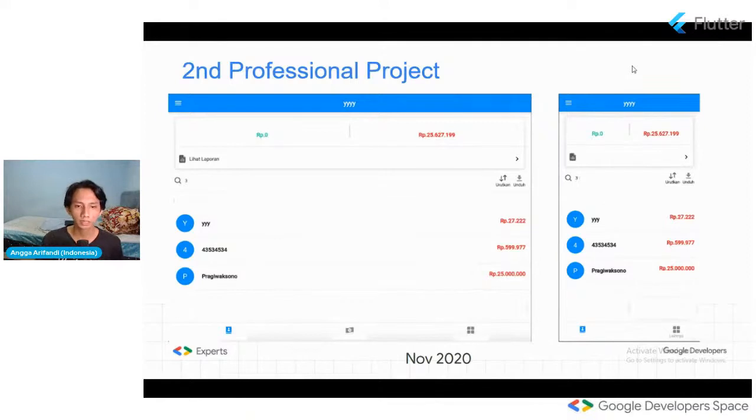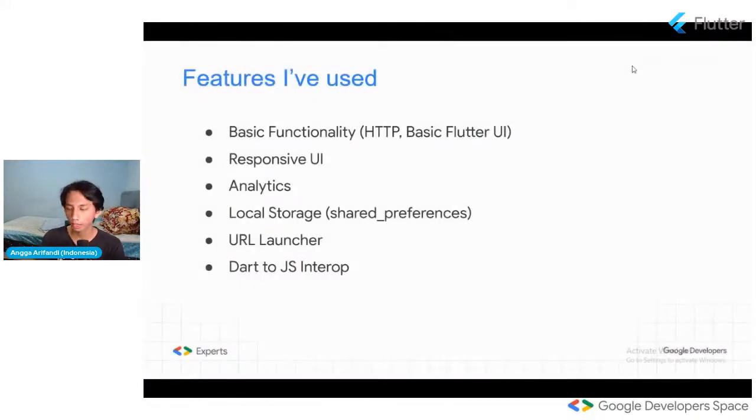Pretty much the same as the original app, which is written in Android native. So yeah, I'm definitely happy, and I can export it to iOS as well, which is really, really great, right? So what are the features I've used? Probably you guys are curious about this. What are the features I've used for that project?